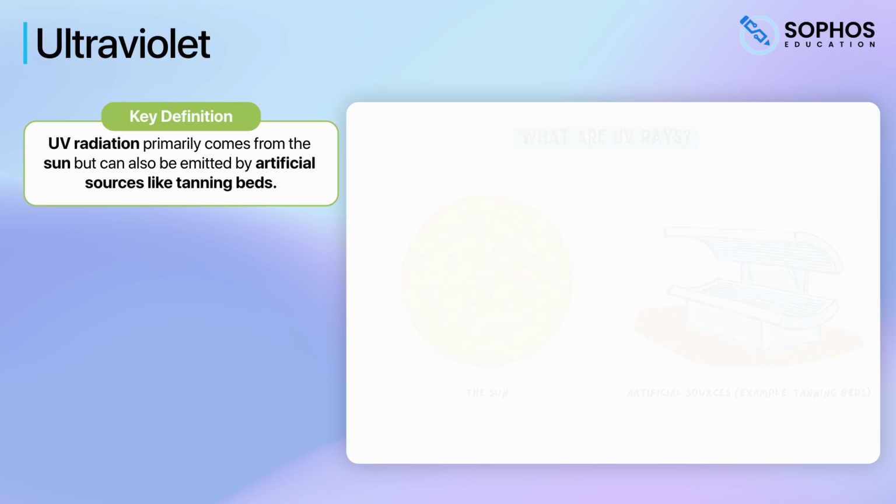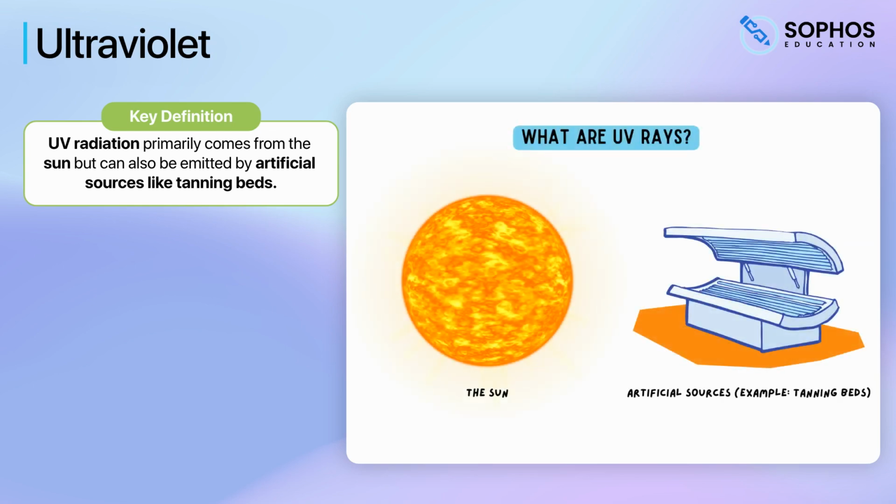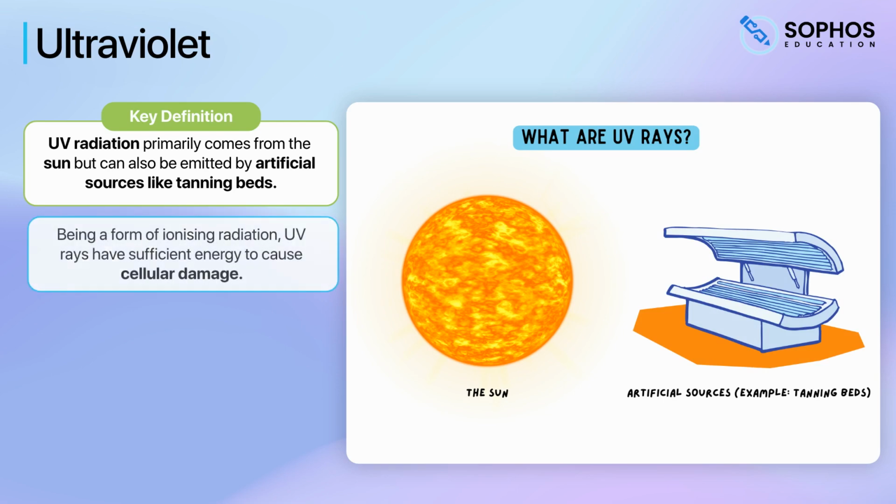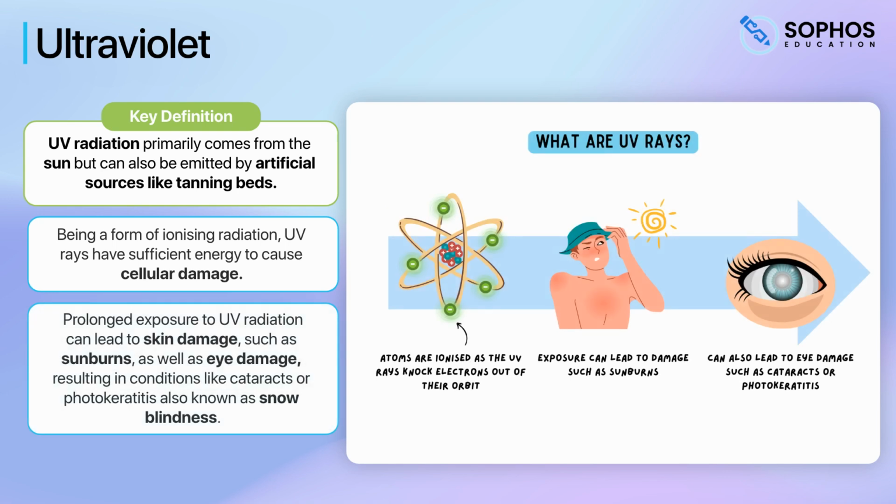UV radiation primarily comes from the sun, but can also be emitted by artificial sources like tanning beds. Being a form of ionizing radiation, UV rays have sufficient energy to cause cellular damage. Prolonged exposure to UV radiation can lead to skin damage, such as sunburns, as well as eye damage, resulting in conditions like cataracts or photokeratitis, also known as snow blindness.